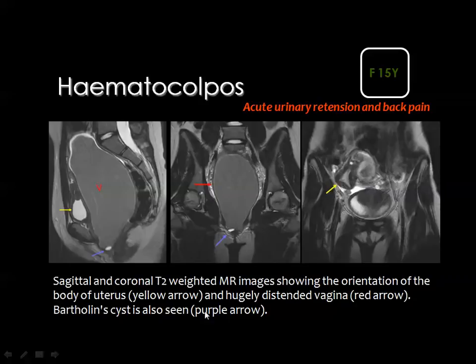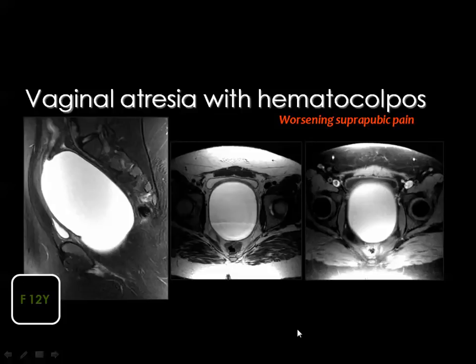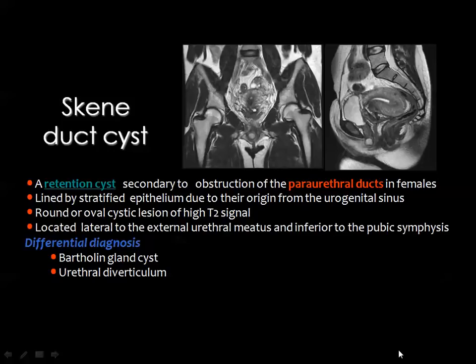This purple arrow points to a porcelain cyst in the vagina. And this is an example of a case with vaginal atresia and the hematocolpos. You see, this is the vagina, which is hugely distended by blood, and this blood is bright in the T1 and T2 weighted image. You see the fluid in the bladder is black here and bright here, and if you look carefully, you see the uterus is minimally distended, containing some blood as well.